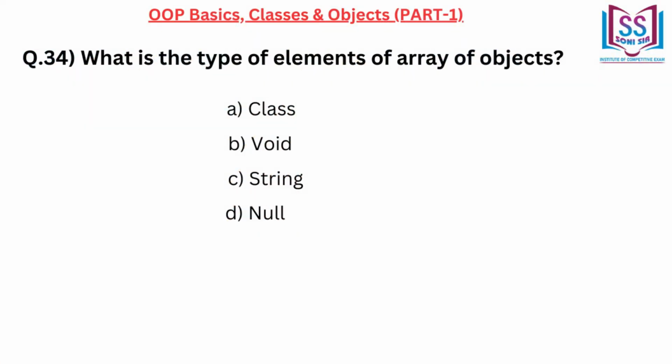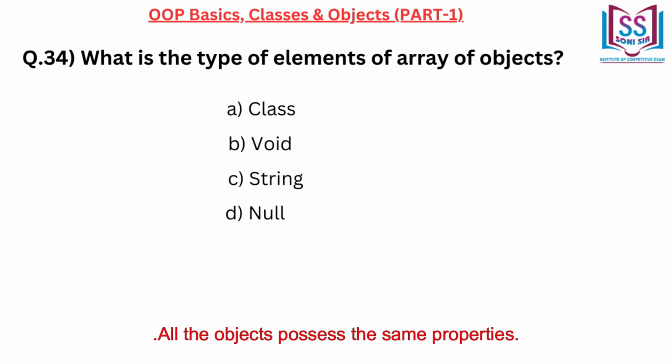What is the type of elements of array of objects? A. Class. B. Void. C. String. D. Null. Correct answer, A. The class itself is the type of elements of array of objects. All the objects possess the same properties. Like any other primitive data type, the objects are of their respective class type.